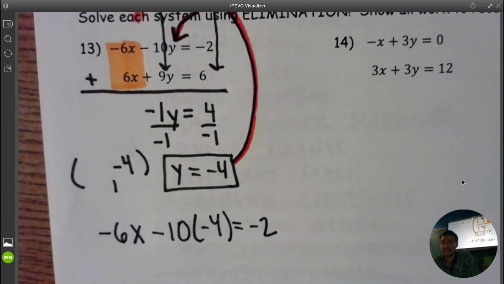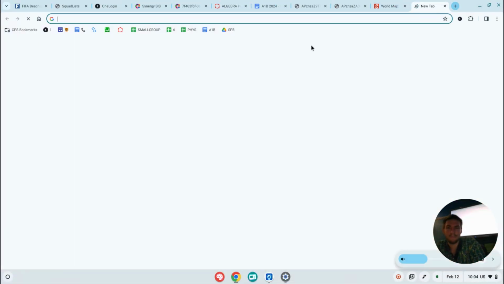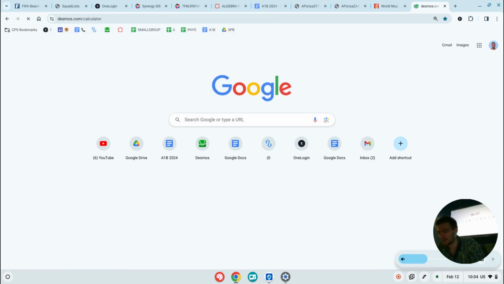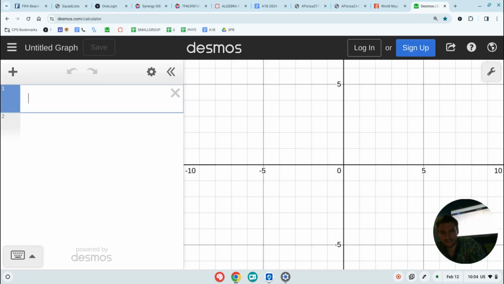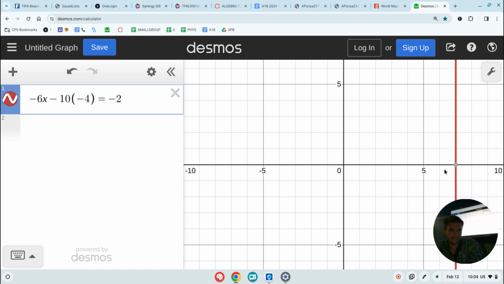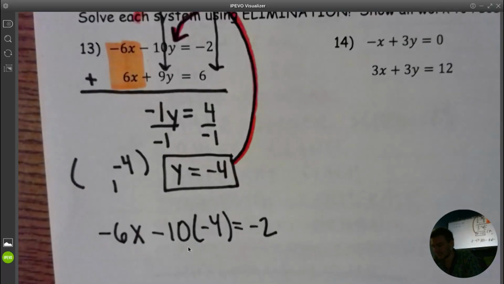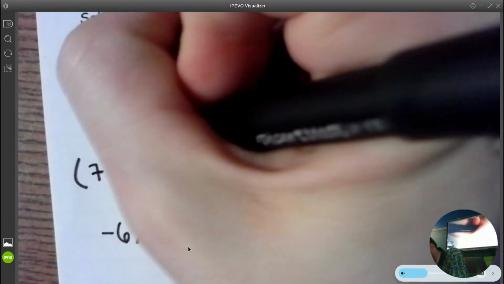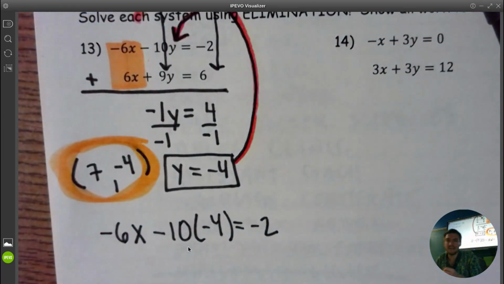And with all of this, you can probably solve it in your head, maybe solve it on paper, or you can use the all-powerful Omega Desmos. Type it in how it looks. Negative 6x minus 10, parentheses, negative 4 equals negative 2. I heard the answer was 7. I'm looking at 7. Nice job, everybody. Couple geniuses in class this morning. Proud of you. There we go. 7, negative 4.